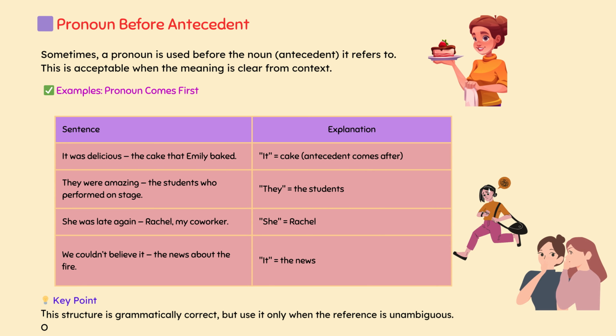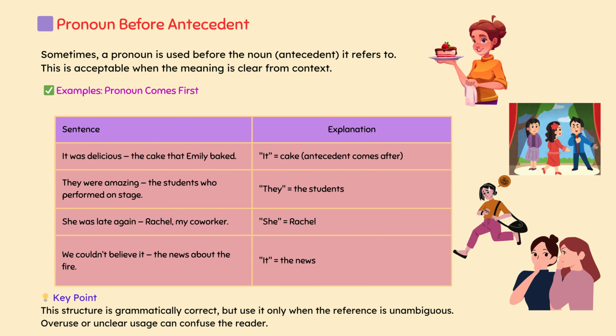Now here's something interesting. Sometimes a pronoun comes before the noun it refers to. Let's look at some examples. It was delicious, the cake that Emily baked. Here, it refers to the cake which comes later. They were amazing, the students who performed on stage. They refers to the students. She was late again, Rachel, my coworker. She means Rachel here.